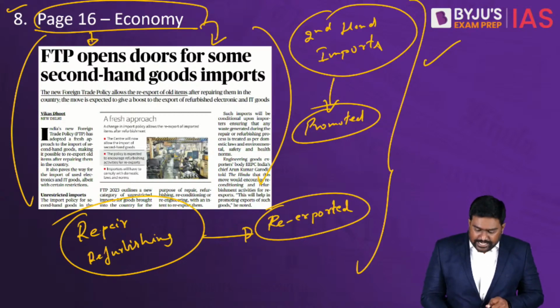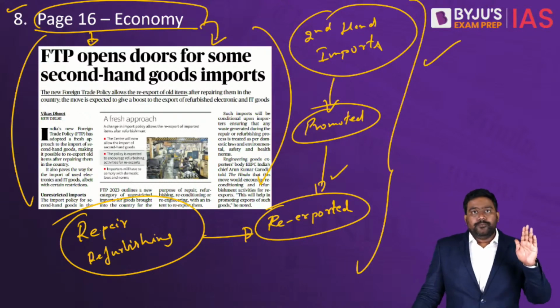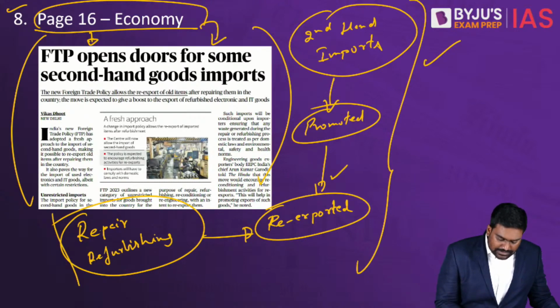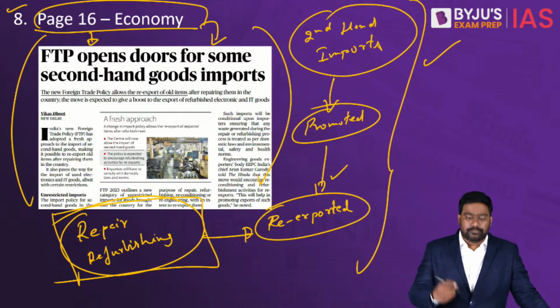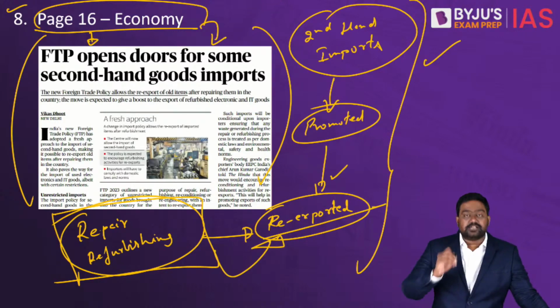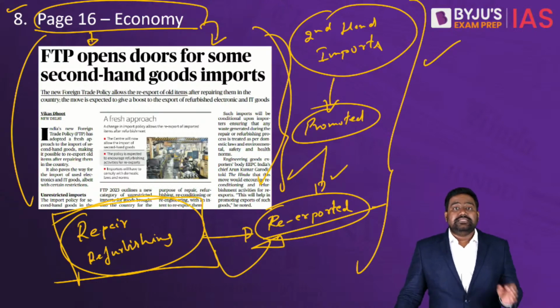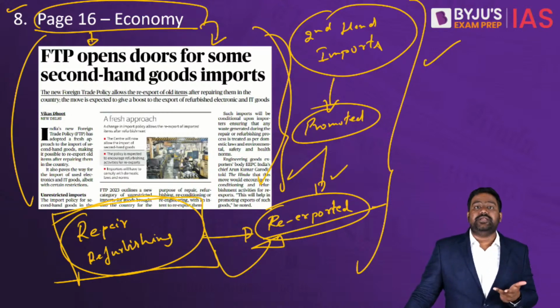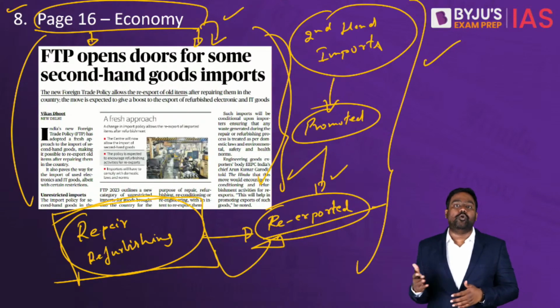So what India has done is that it has said second-hand imports are allowed. There is no limit on it. Second-hand imports can take place freely, but the only condition is after repairing it, after refurbishing the item, we have to re-export this to another country while meeting all the environmental safety standards. This will boost our recycling industry, refurbishing, repair industry. It will create lakhs of jobs in India. That is why the foreign trade policy is allowing second-hand imports.